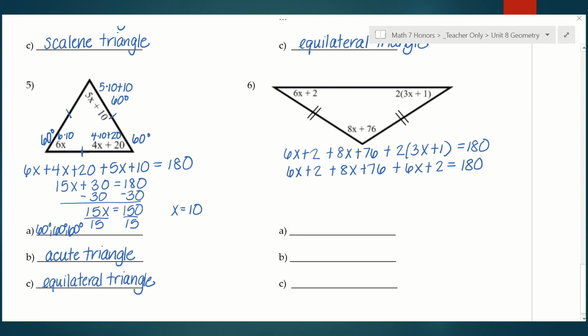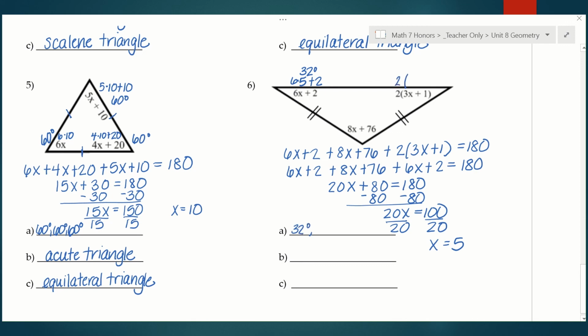So 6x plus 8x plus 6x gives me 20x. 2 plus 76 plus 2 gives me 80. And now I can subtract 80. And I can divide by 20. Which gives me that x is equal to 5. Okay, so I'm going to go back and I'm going to substitute 5 in for all of my x's. So 6 times 5 plus 2 is 30 plus 2, which is 32 degrees.